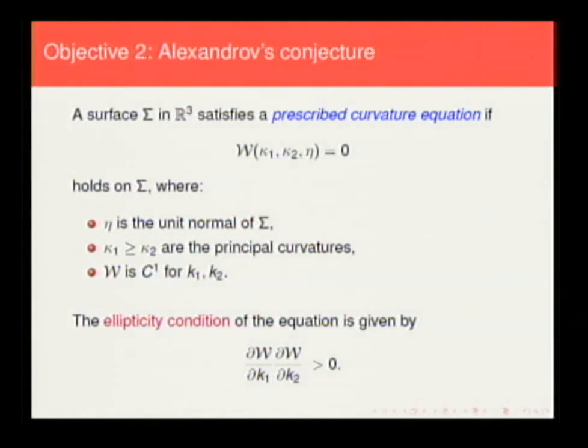Then the ellipticity condition of the equation says that the derivative with respect to k1 times the derivative with respect to k2 is positive. Observe that we assume that this functional is C1 with respect to k1 and k2, but it is possibly not continuous with respect to the normal.